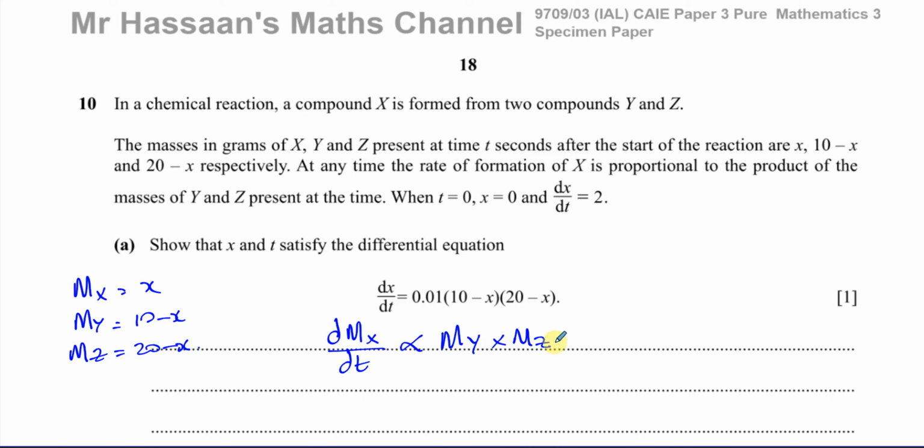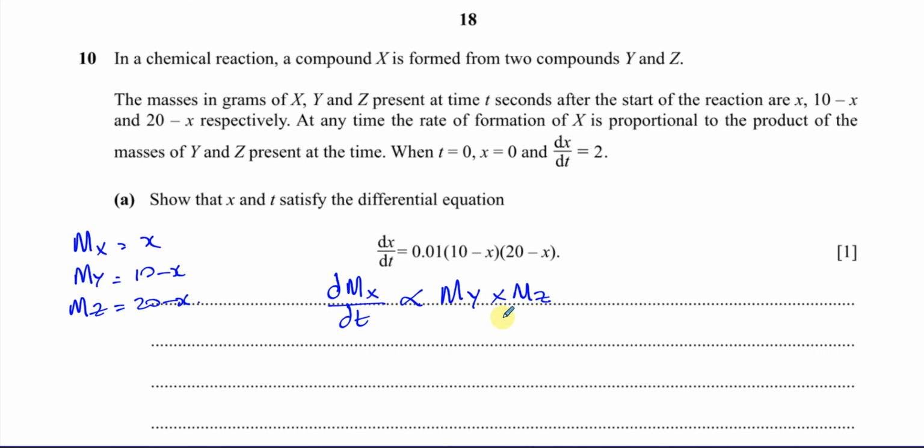Okay, so we know the mass of X is x. That's where this dx/dt comes from. So we can replace the mass of X with x, and we can say dx/dt. The proportional sign can be replaced with equals k times. And the mass of Y is 10 minus x, and the mass of Z is 20 minus x. Okay, so that's what we've got so far.